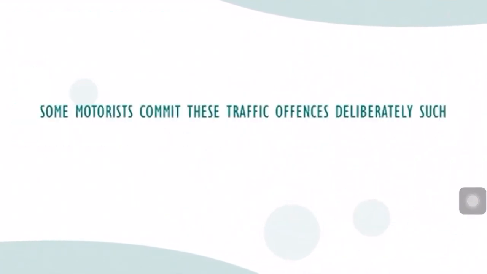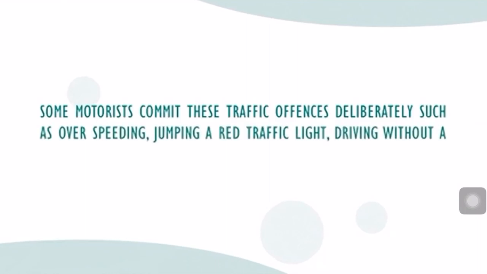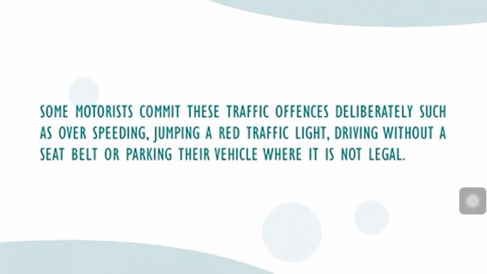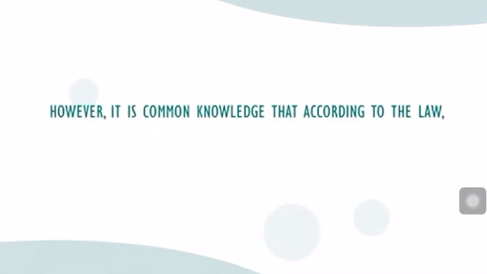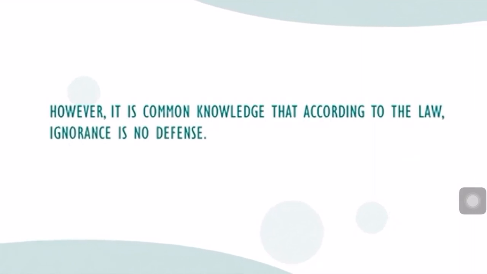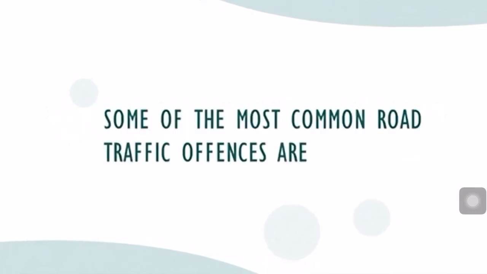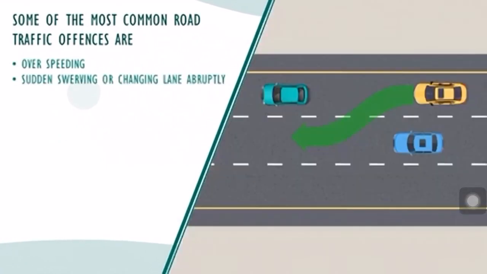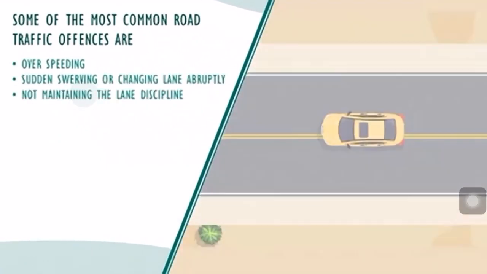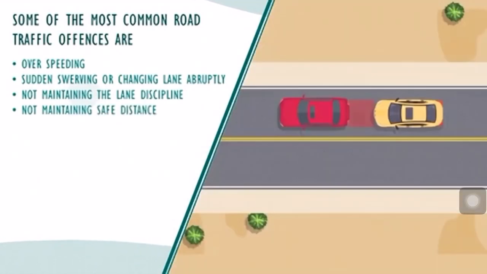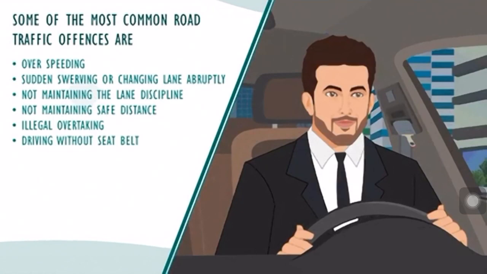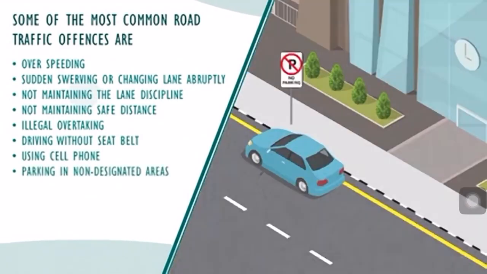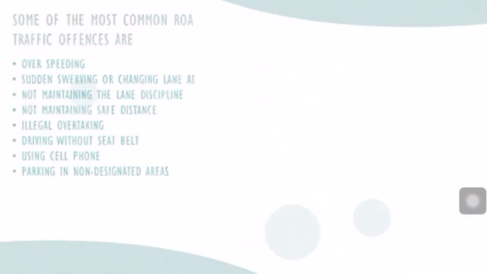Some motorists commit these traffic offences deliberately, such as overspeeding, jumping a red traffic light, driving without a seatbelt, or parking their vehicle where it is not legal. However, it is common knowledge that according to the law, ignorance is no defense. Some of the most common road traffic offenses are overspeeding, sudden swerving or changing lanes abruptly, not maintaining lane discipline, not maintaining safe distance, illegal overtaking, driving without a seatbelt, using a cell phone, and parking in non-designated areas.